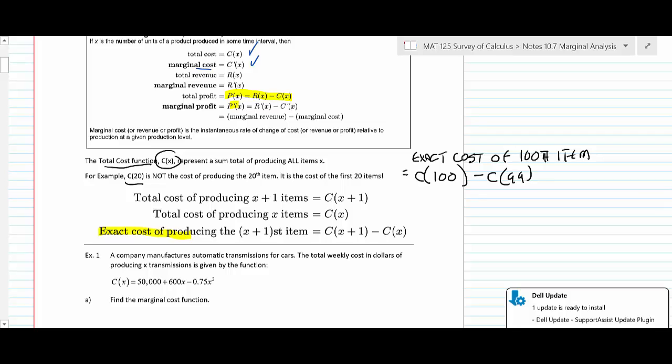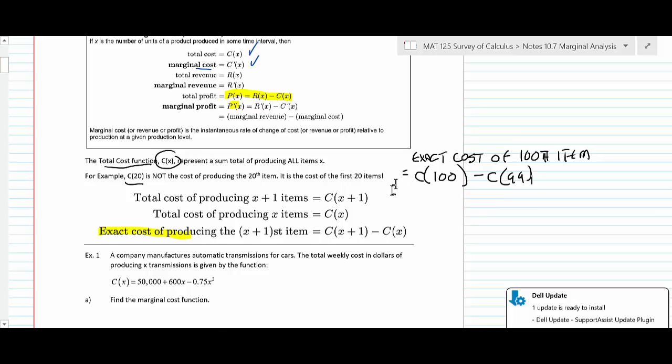You want to wrap your head around that and make sure you understand it, because what is C of 100? What did I say that was? That's the cost of all 100 items, right? And then what's the cost of C of 99? That's the cost of the first 99. So if you subtract, that would give you the cost of that 100th item. Does that make sense to everybody? So you've got to understand how this cost function works, okay?